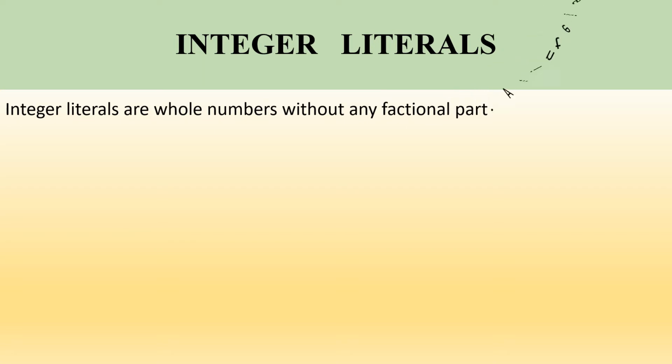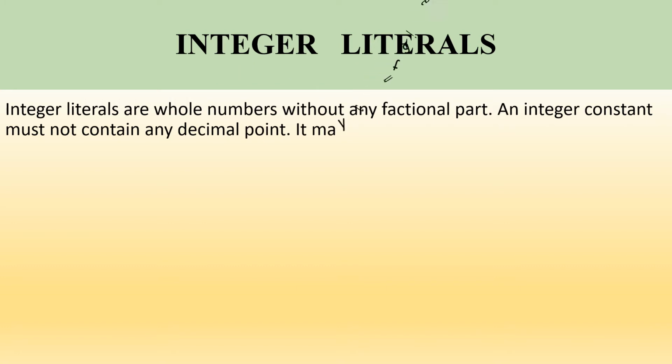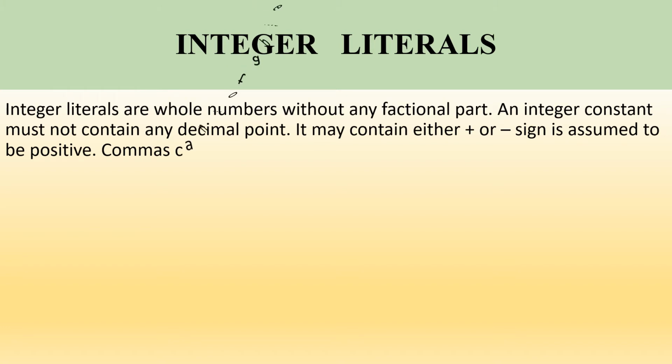Let's start with integer literals. First of all, understand the meaning of integer and literal separately. The meaning of integer, as you have understood till now, is any number without fractional part. The meaning of literals is constant. So if we combine these two words together, integer literal means any number without fractional part and whose value remains constant. It may have a positive or negative sign in it. Commas cannot appear in an integer constant.